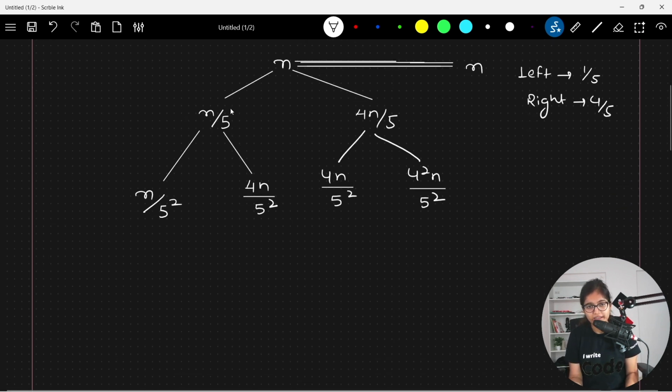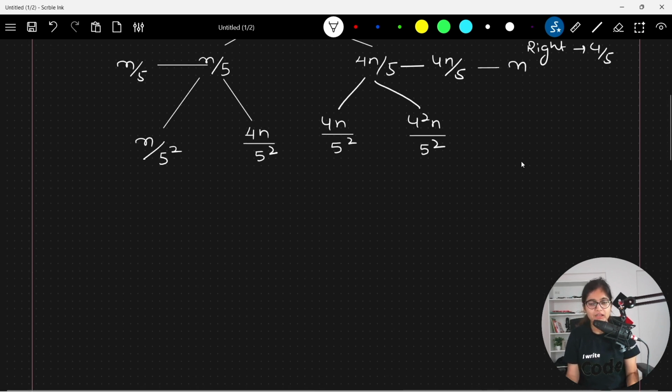Now again, the cost required to split this is, if suppose I am splitting n elements into 2 halves, the cost required is n. So when I am splitting n by 5 elements into 2 halves, the cost required will obviously be n by 5. And similarly here it will be 4n by 5. So the total cost required in the second level will be 4n by 5 plus n by 5, which equals n.